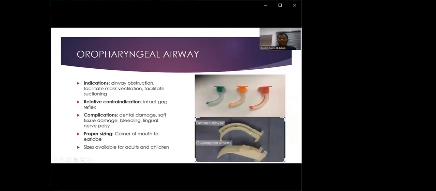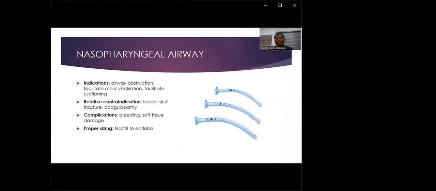And there are different sizes available for adults and children. Then there are other varieties of the oropharyngeal airway, like the Berman airway and the Guedel airway. The advantage is that they can be used with a fiber optic bronchoscope, which we shall see later.